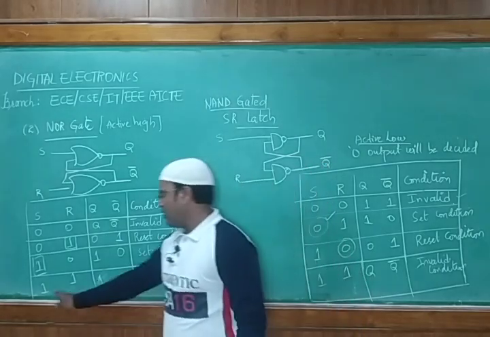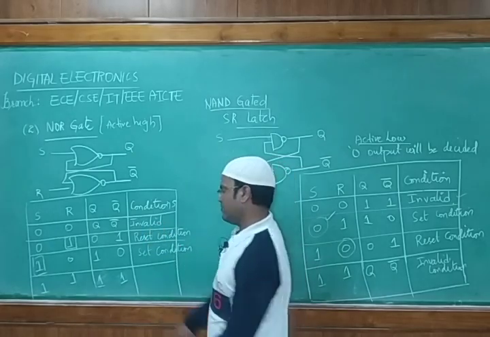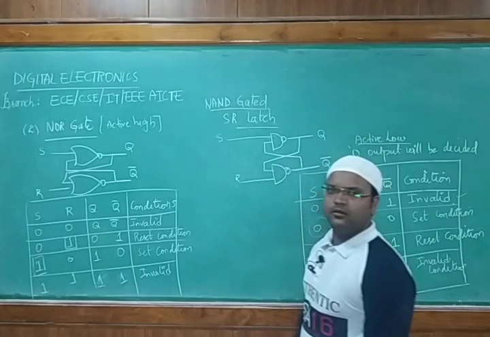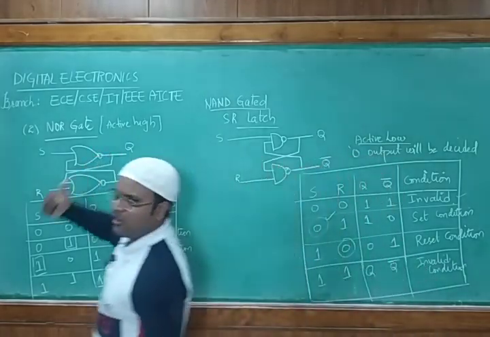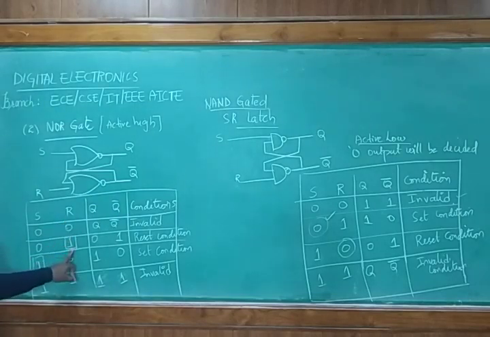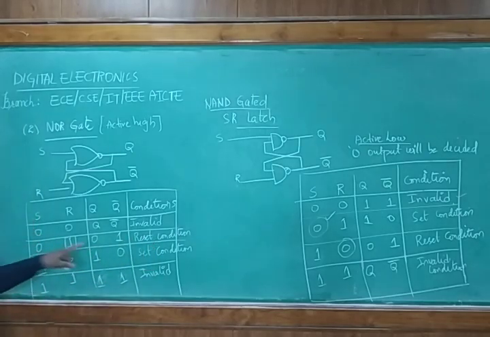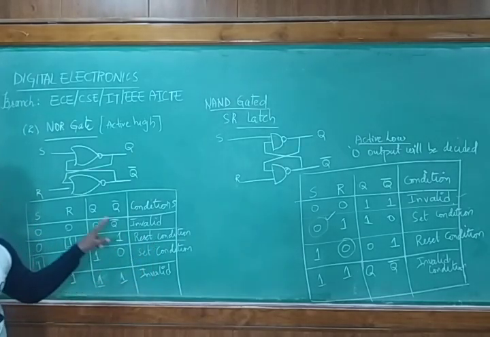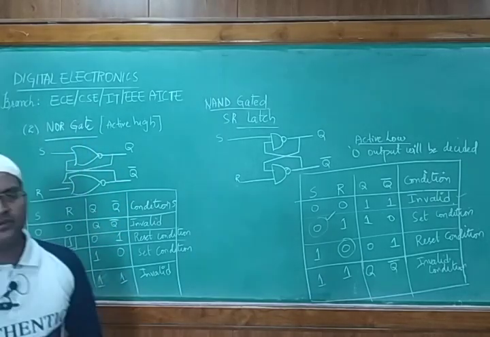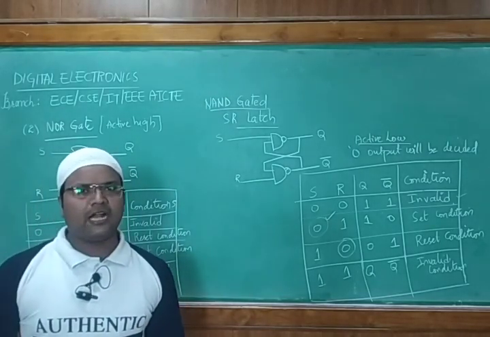The thing is, when both inputs are 1, 1, irrespective of Q and Q bar, it is called again an invalid condition. So this is called the NOR gate latch approach, in which we decide whenever the active high bit is there. Reset equal to 1 is called the reset condition. When set is equal to 1, that is called the set condition, irrespective of the output. So this is the way we go for the SR latch. For designing the SR latch with the NOR gate approach, that is called active high.